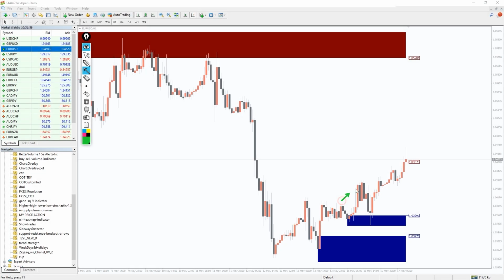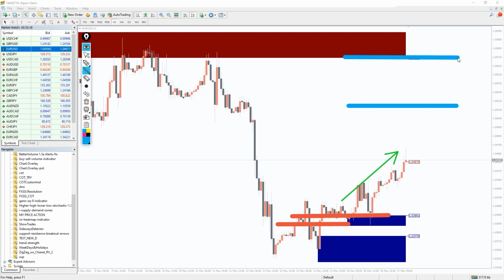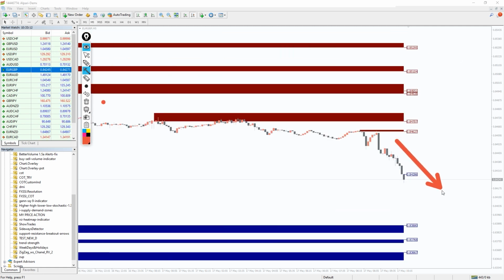You can buy expecting prices to move higher out of the demand zone. On the other hand, sell in the supply area, expecting price to turn bearish. Most traders place their stop loss below the demand zone and above the supply zone.